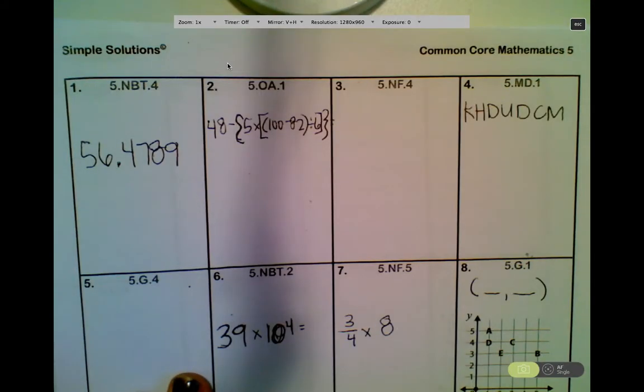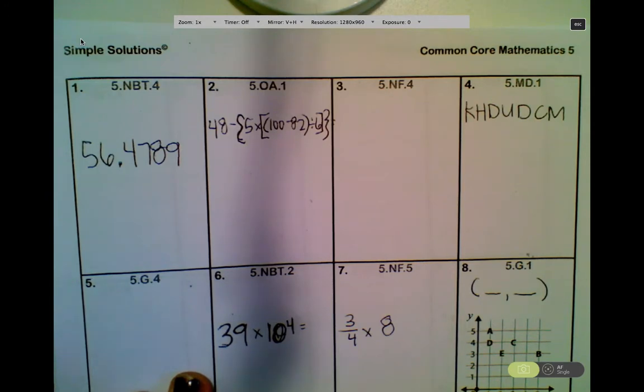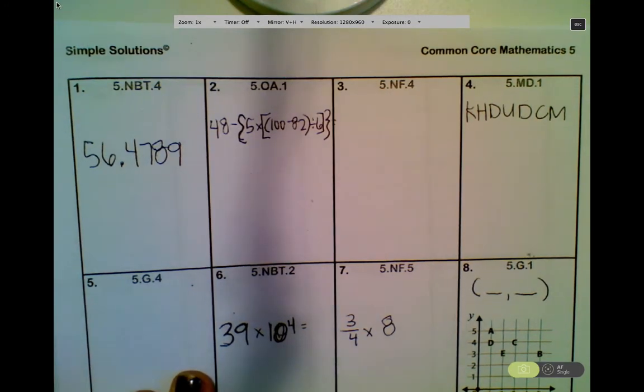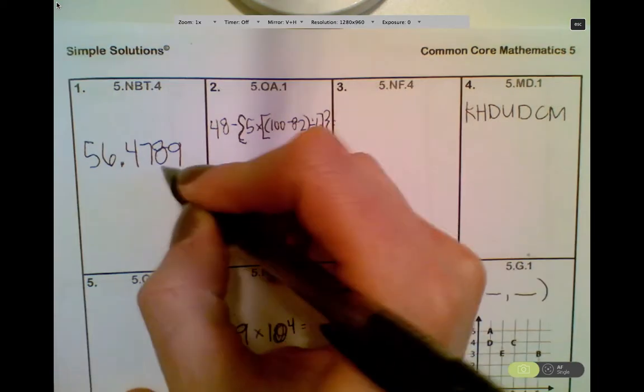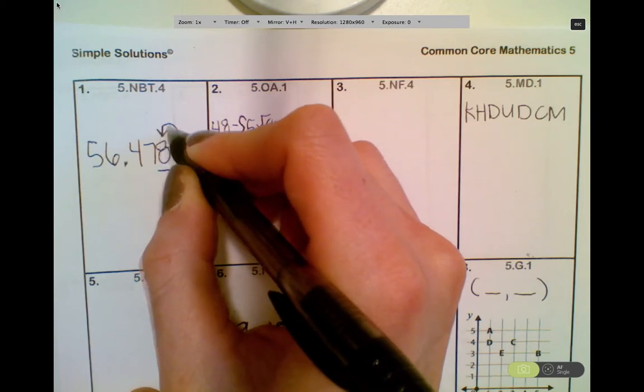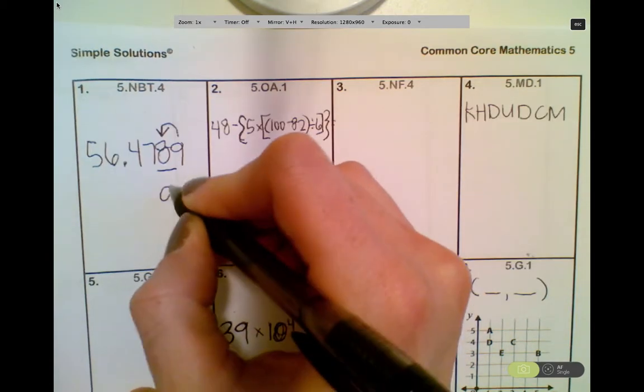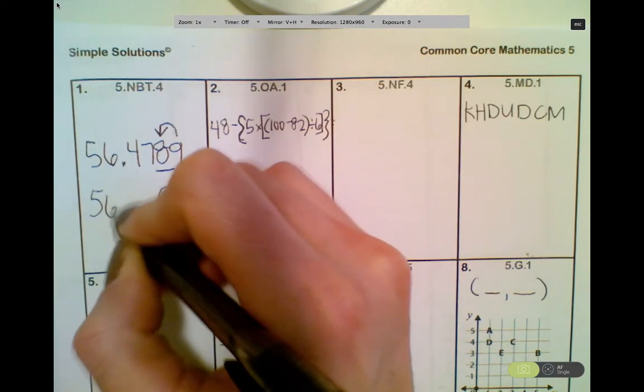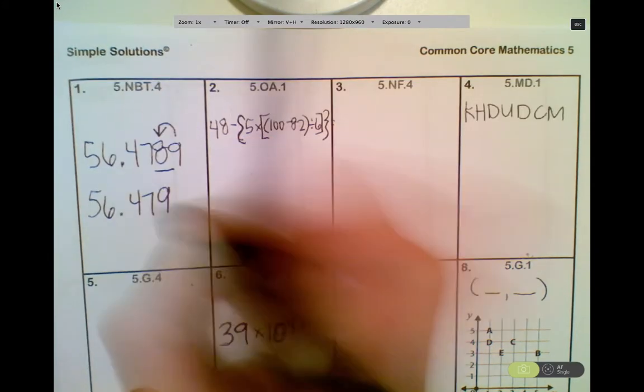Simple Solutions lesson number 78. Number 1 says, round this number to the nearest thousandth. Well, I know that 8 is in the thousandths place. 9 tells the 8 to bump up one more to a 9, and everything before it stays the same.